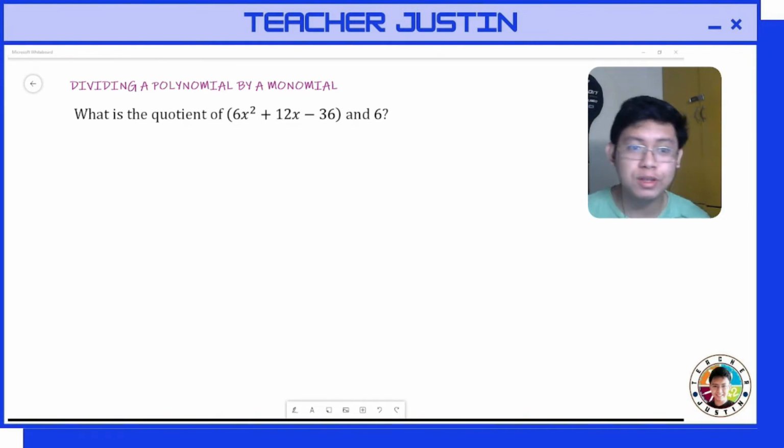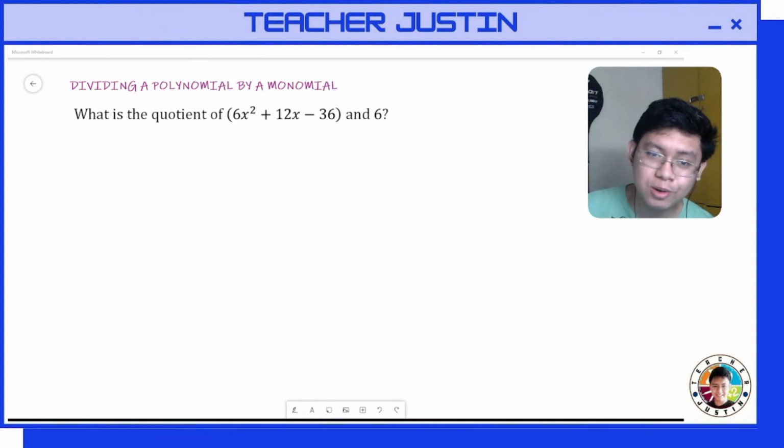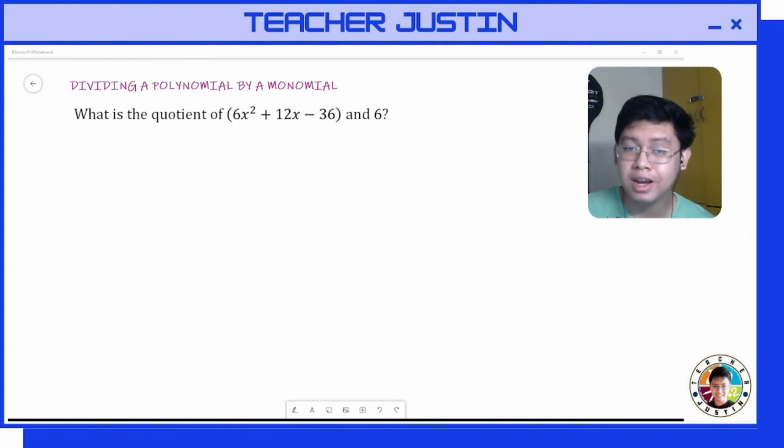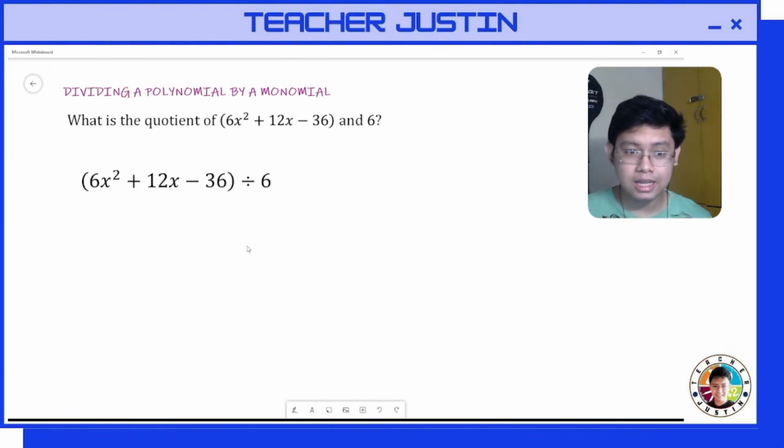On today's topic, we're going to talk about answering the question, what is the quotient of 6x squared plus 12x minus 36 and 6? So, our first step is to translate this question to an algebraic expression. Now, again, since we use the word quotient, we are referring to dividing our polynomial by a monomial, wherein 6x squared plus 12x minus 36 will be our dividend and 6 will be our divisor. So it will be written in the form of 6x squared plus 12x minus 36 divided by 6.